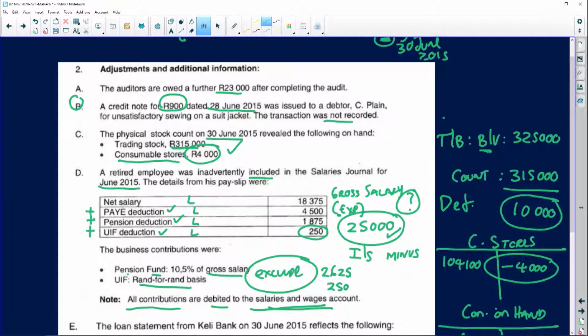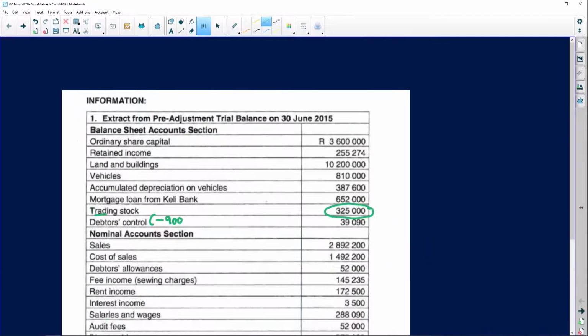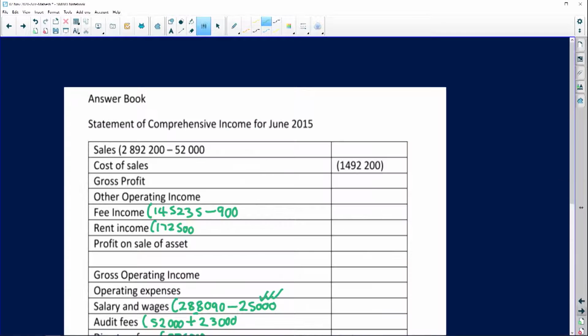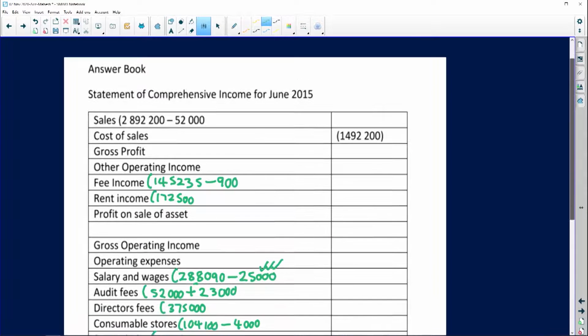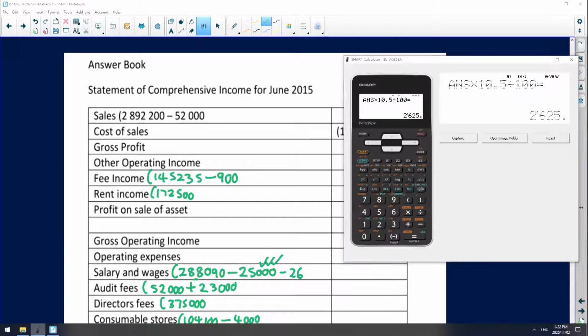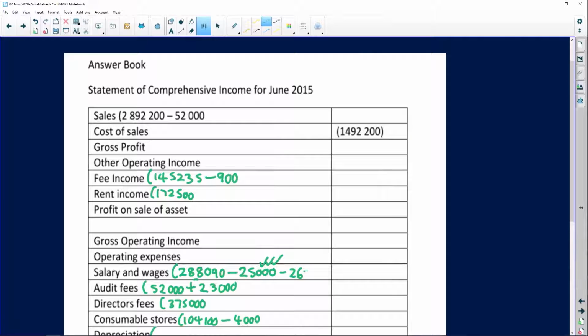So remember, as I said, we're going to now subtract these amounts. We've got to exclude these amounts from the salary and wages account. So let's do that. Let's go to the income statement. Let's quickly find that. So in our income statement, salary and wages minus 2,625, and remember guys, we're also subtracting that amount of 250.